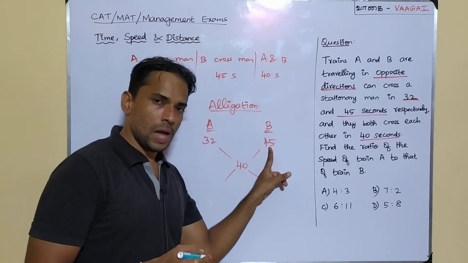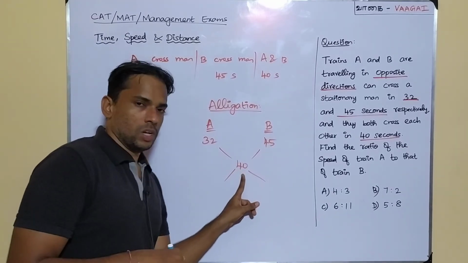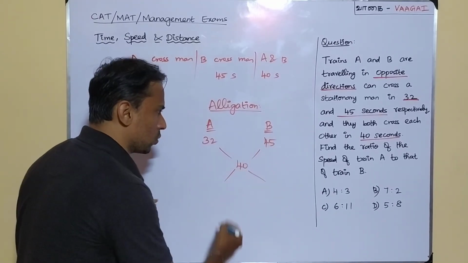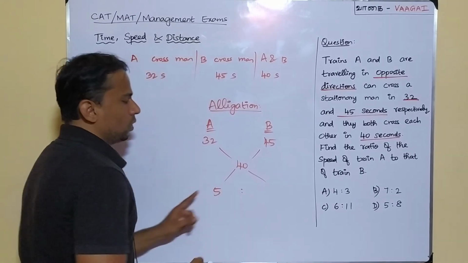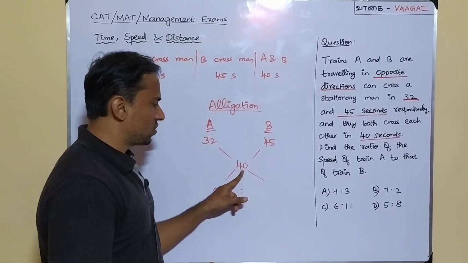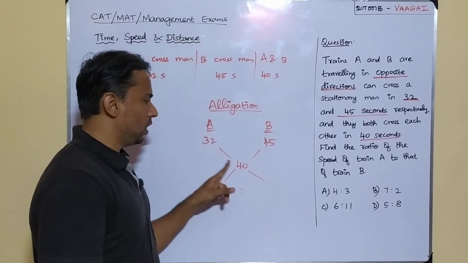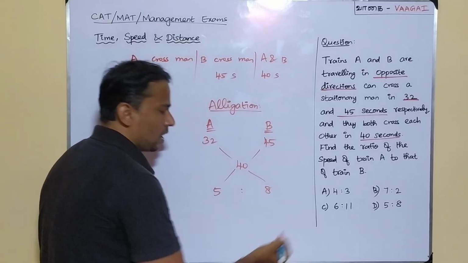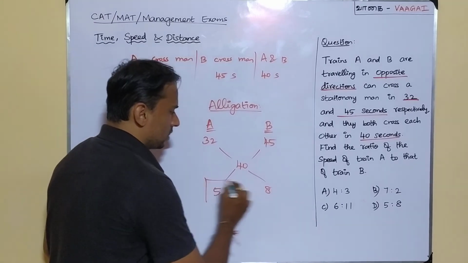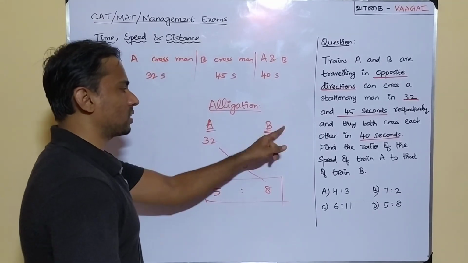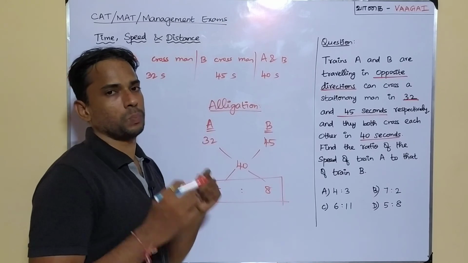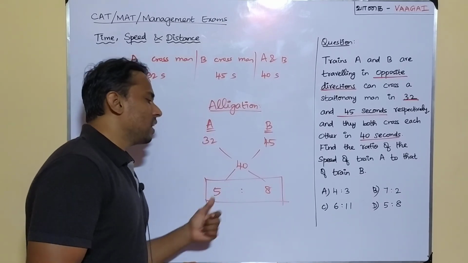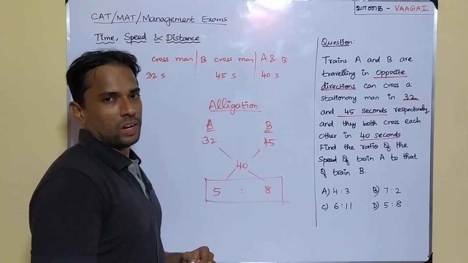So 45 minus the mean value 40. What is 45 minus 40? This is going to be 5, which is to this difference. Now just take this 40 minus this least value. So 40 minus 32. This difference is going to be 8, and that's it. That tells the answer for this question. So the two trains A and B are traveling in a speed ratio of 5:8, and that's going to be the answer for this question.